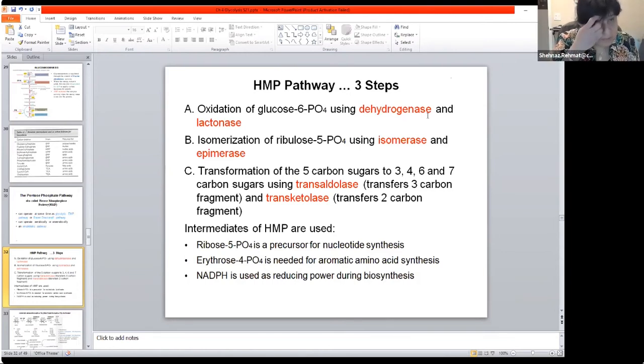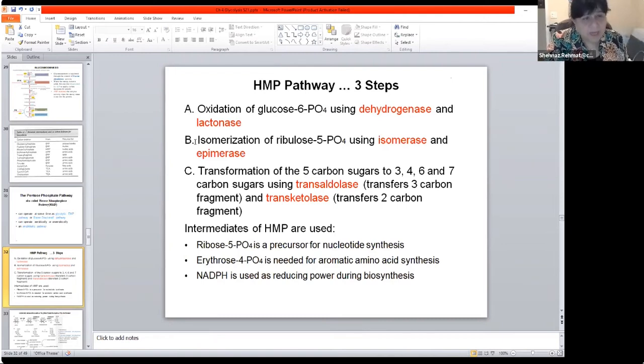Whenever you are taking away electrons, oxidation is occurring and you need the enzyme dehydrogenase. And a special enzyme called lactonase is being used. So just remember, dehydrogenase and lactonase are 2 enzymes that participate in the first step of HMP.